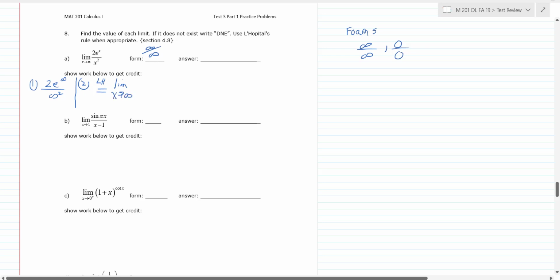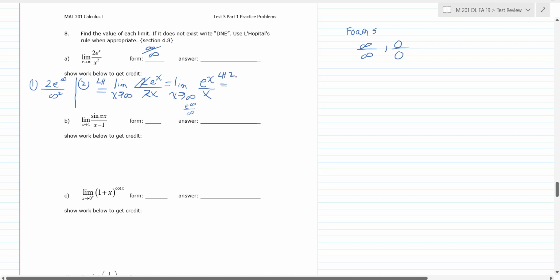The derivative of the numerator is 2e to the x. The derivative of the denominator is 2x. Now, you can go ahead and cancel out the 2's. You might as well do that, though you don't have to. You're left with the limit as x goes to infinity of e to the x over x. So I still have an infinity over infinity form. If you have e to the infinity over infinity, it's still that form, so you can do L'Hopital's rule a second time.